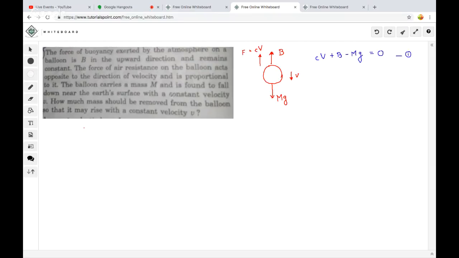Now you need to find out how much mass should be removed from the balloon so that it starts rising with constant velocity v. So with the same velocity with which it was going down, now the balloon is moving up. We need to find out how much mass should be removed. Let us draw a representation of the second scenario. So here is the second scenario, the same balloon.